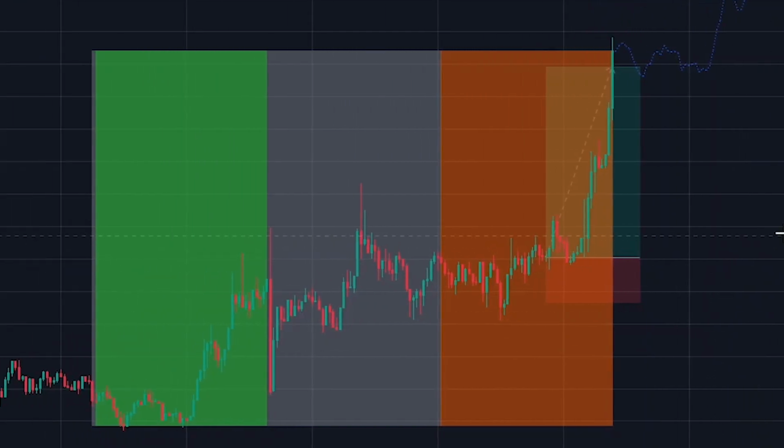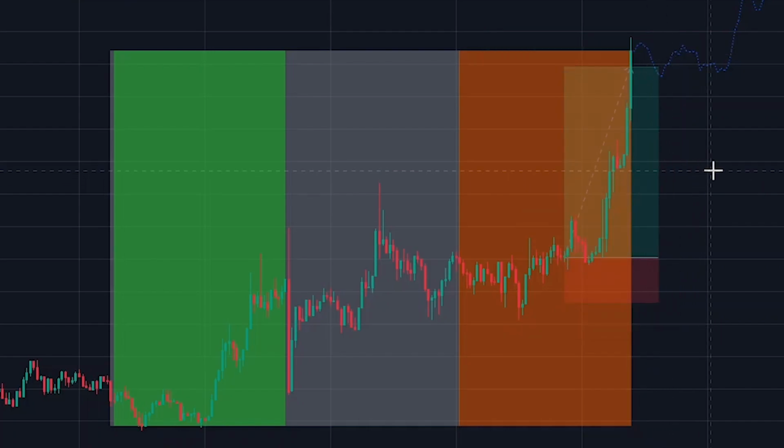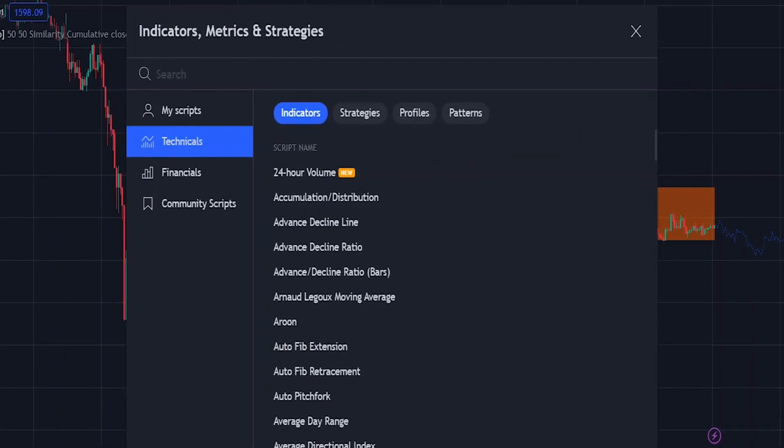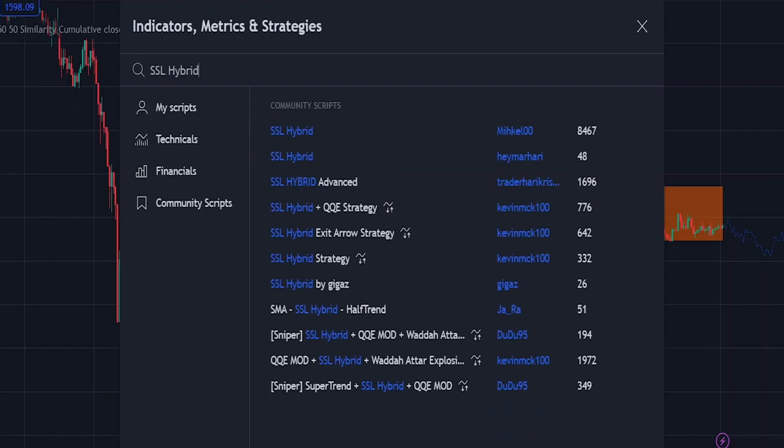However, relying solely on this indicator is not recommended for effective trading because we need additional information about the market volume and the market trend direction. And that's why we will add an additional technical indicator to our chart. The second indicator is called SSL Hybrid. We will be using this very first one by Mickle00, so left-click it once.